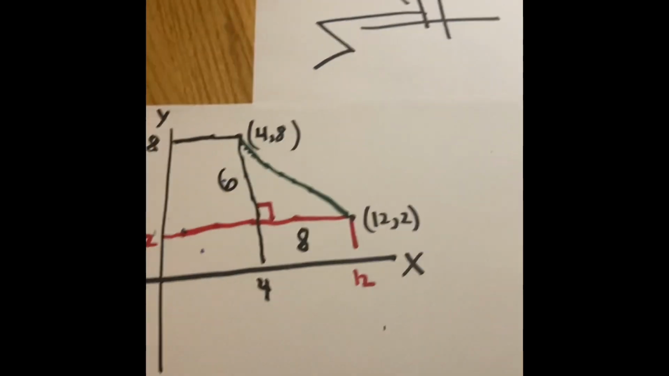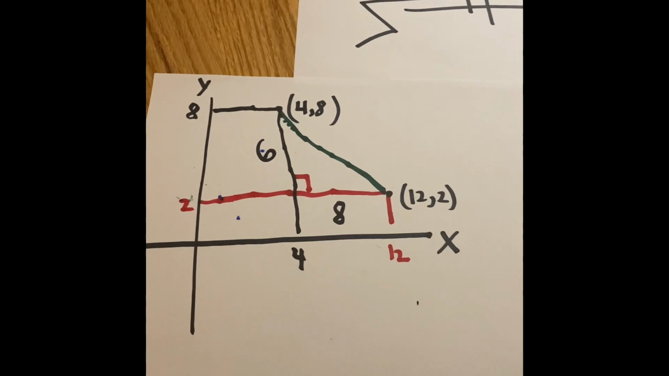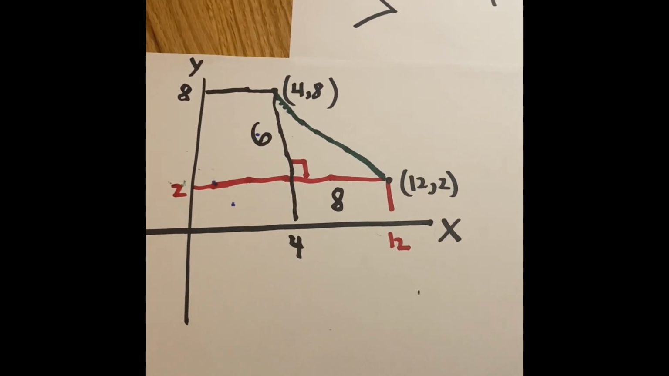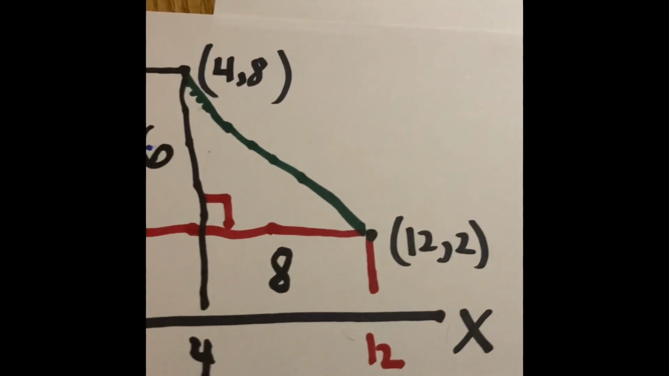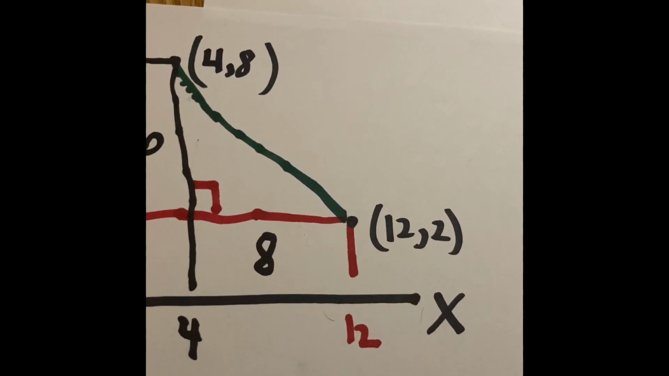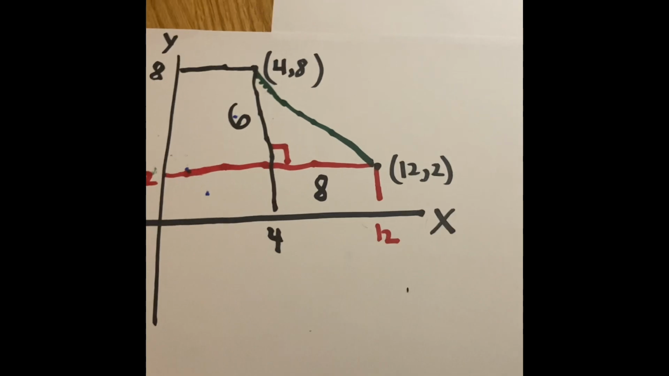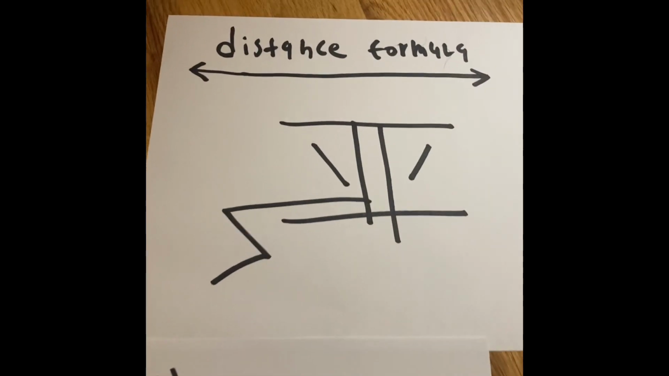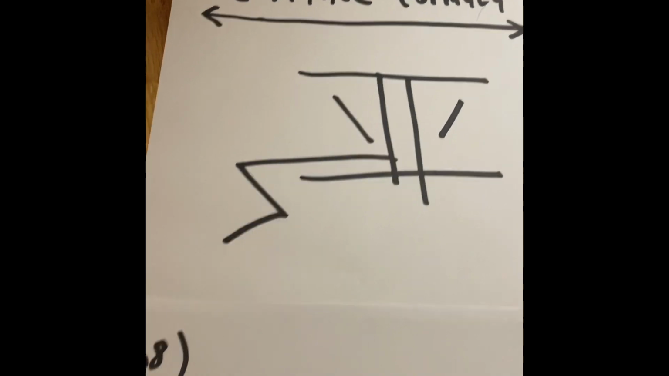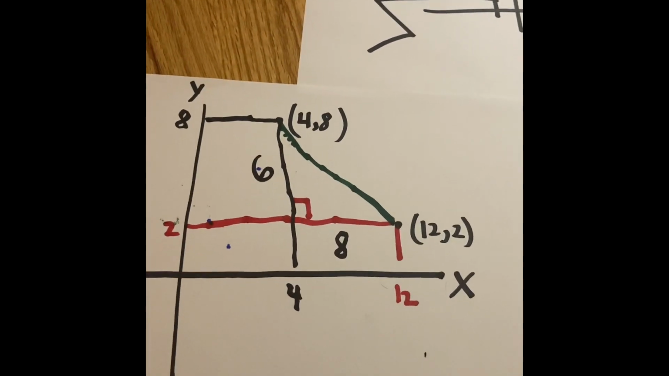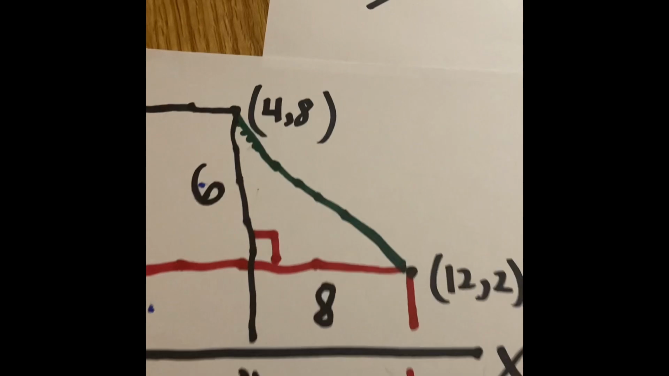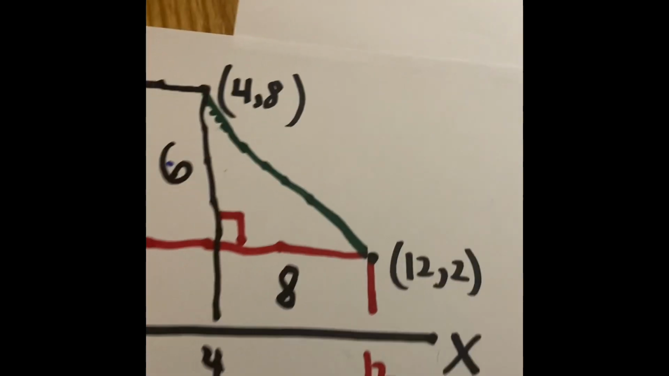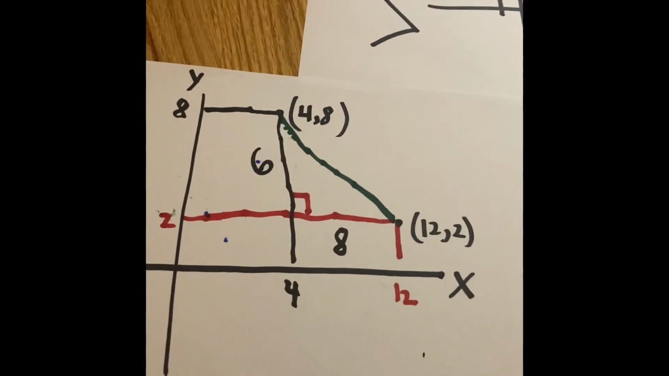And we did a lot of steps to even find out that this was a right triangle. Not only that, but we also did a lot of work to even find the length between 4, 8 and 12, 2. But how do we do that in just one formula? Well, the distance formula is going to help you, because all you have to do is use the formula and it gives you an express way to find this length right here without doing all this clutter work.